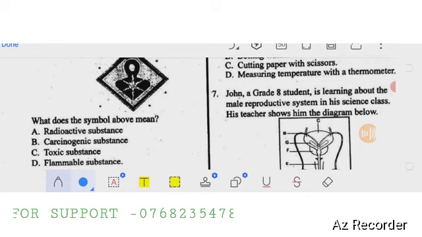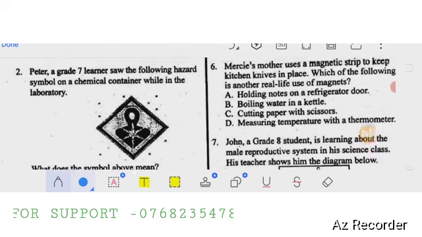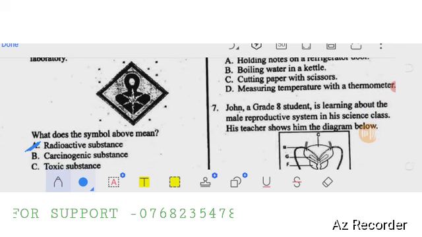So this symbol shows a radioactive substance. A radioactive substance is the one that is always of that symbol.